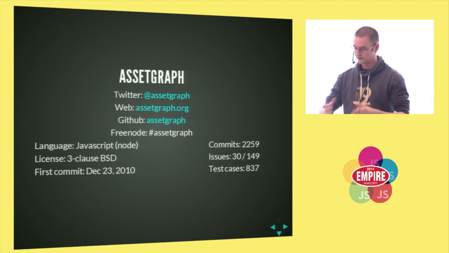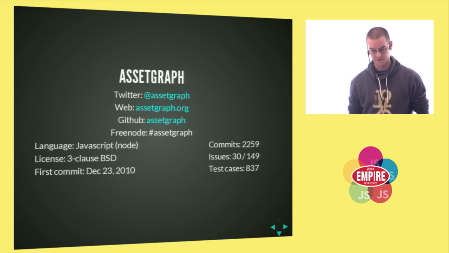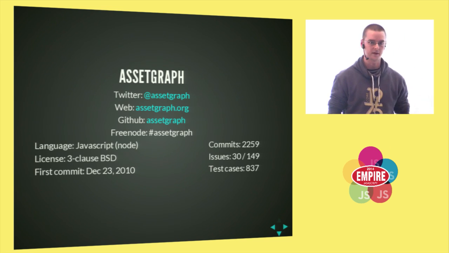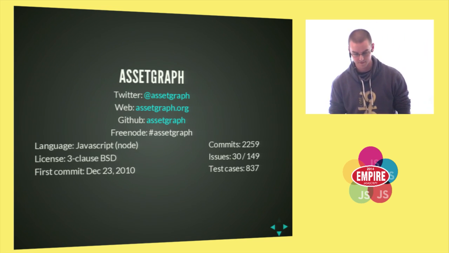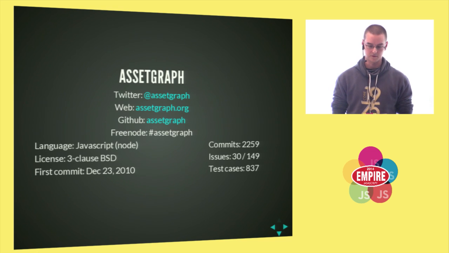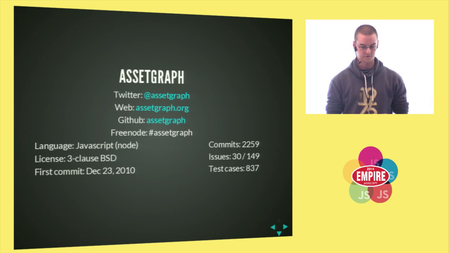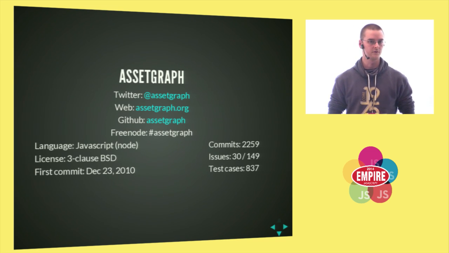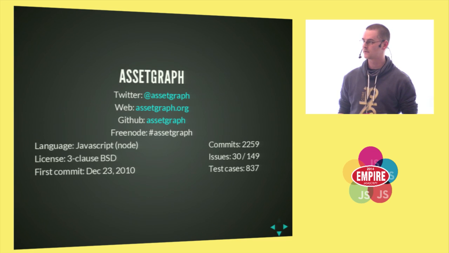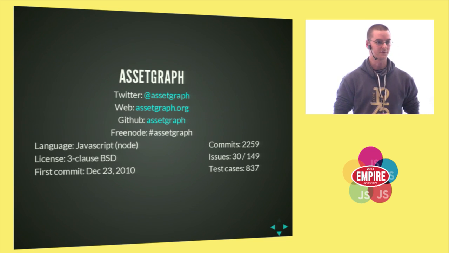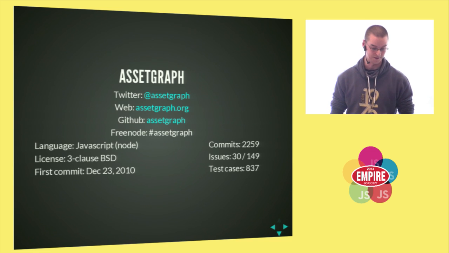So AssetGraph, in short, we are AssetGraph on Twitter. We have a website. It's just a splash page, but it links to our GitHub page. We're on Freenode. It's implemented in Node.js. The license is BSD, and the first commit is from December 23rd, 2010. That's actually half a year before Grunt was released. It's just taken us quite a while to figure out that this might be useful to other people than ourselves.